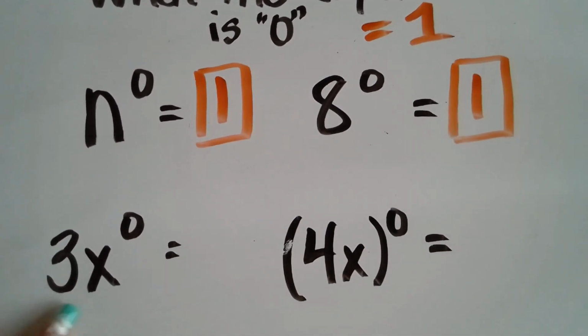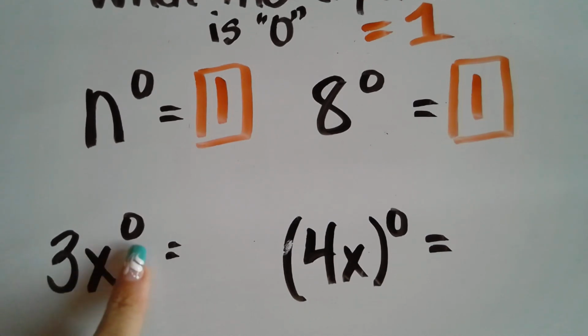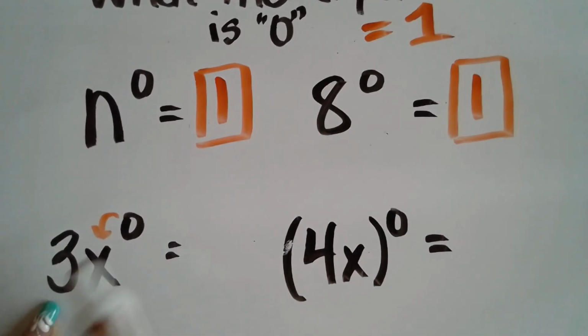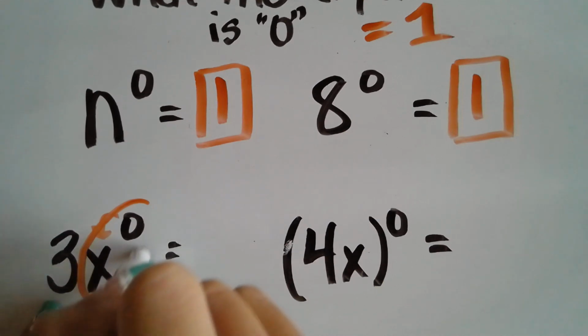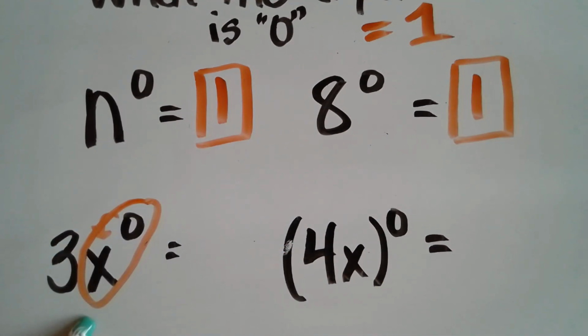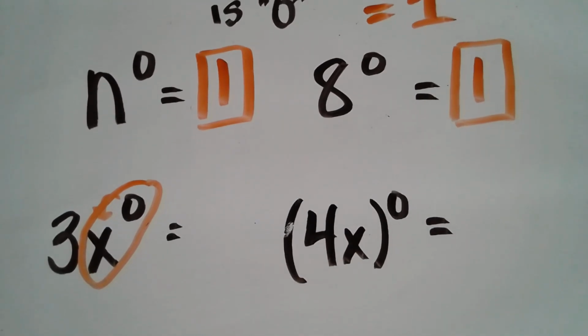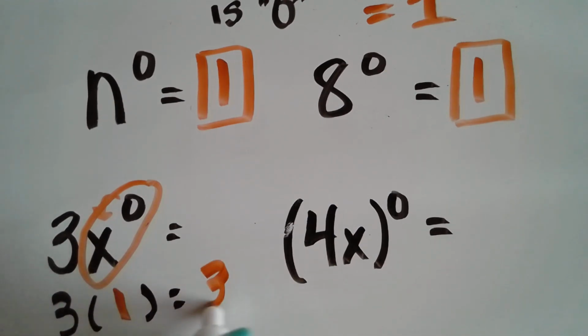So I see I have 3x to the 0 power. So this 0 power belongs to this x right here, not the 3. So I'm just going to circle this as a whole piece and know that this is a 1, right? So if I were to rewrite this, it would be 3 times, and that turned into a 1. And 3 times 1 equals 3. And that's your answer.